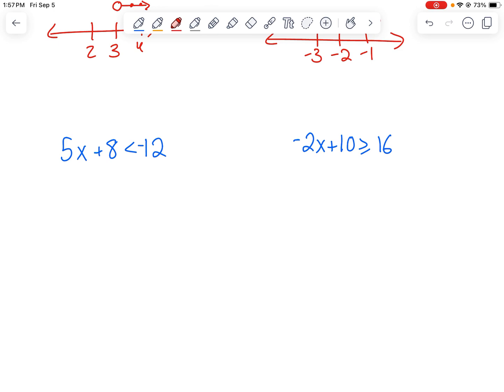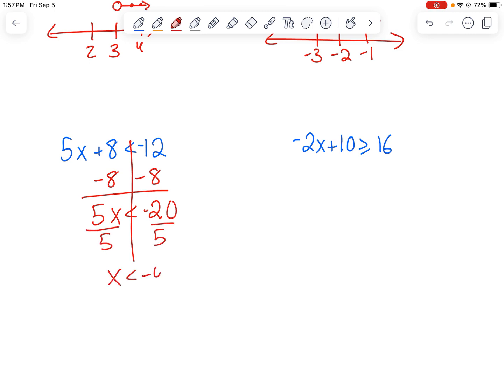When we solve this like we're solving an equation, but if we multiply or divide by a negative number on both sides, we need to reverse the inequality symbol. So for this first example, I will be subtracting 8 and then dividing by a +5. That means that I do not reverse the inequality symbol.